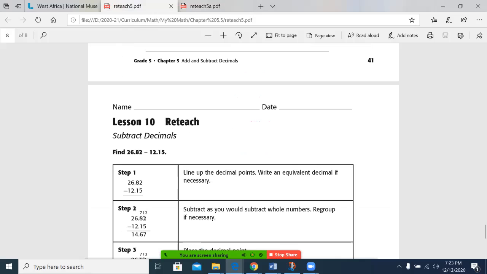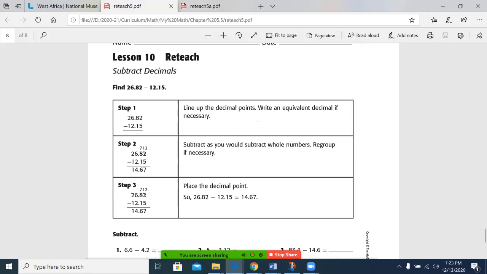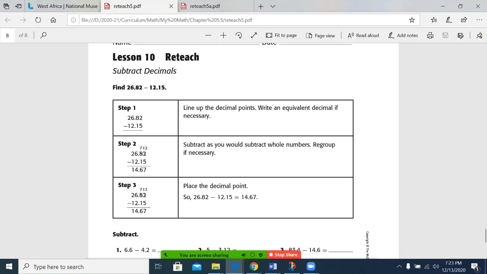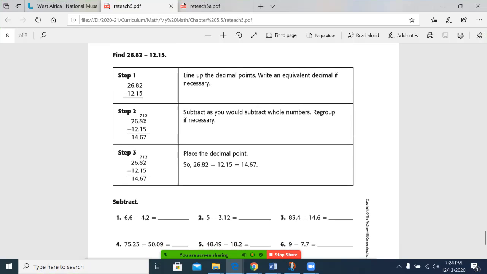Let's look at today's lesson here. Subtracting decimals. And you're going to find 3 similar steps to adding decimals. Step 1, line up the decimal points, write an equivalent decimal if necessary. So if you only had a 0.1, you might include this. You should include a 0 here, because subtracting when there are digits in the spots is easier.